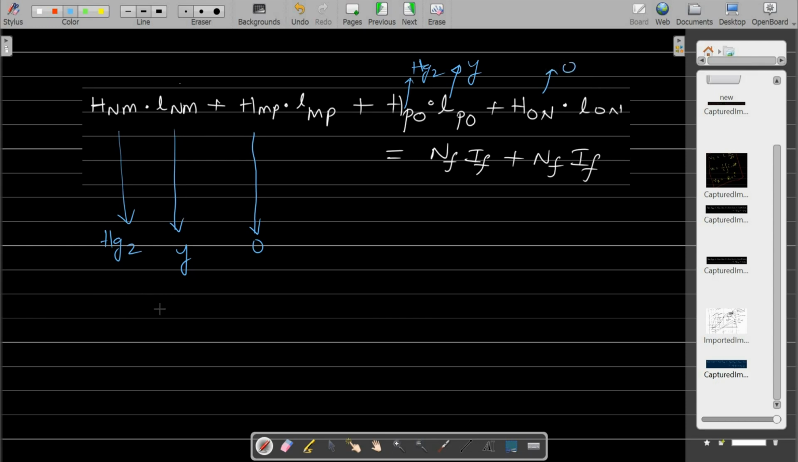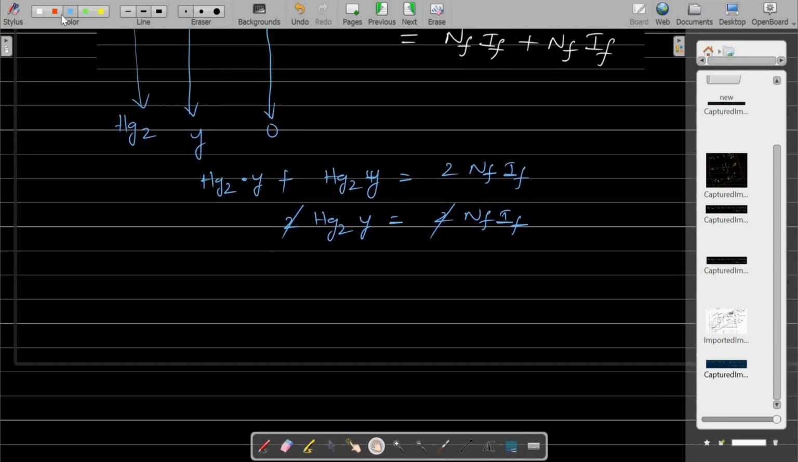Now finally what we are going to get is Hg2 into Y plus Hg2 into Y should be equal to 2 NFIF. So 2 Hg2 Y should be equal to 2 into NFIF. Now I cancel this 2 with this 2, and finally what I have got is Hg2 will be equal to NFIF divided by Y. This is the equation I have got.